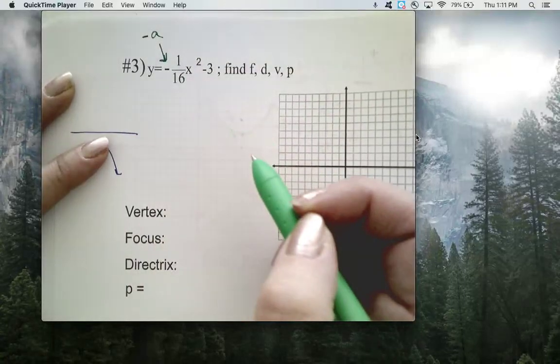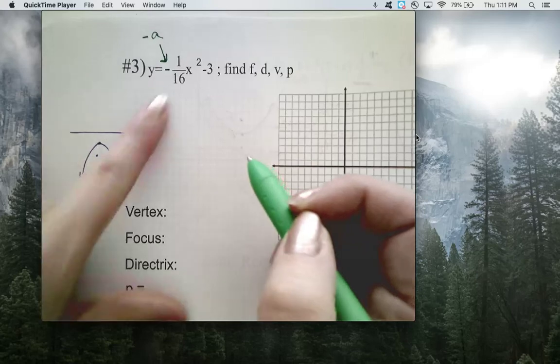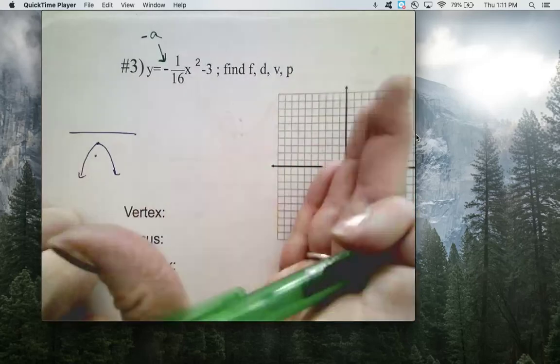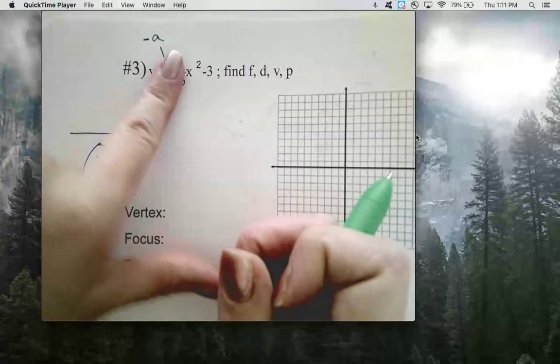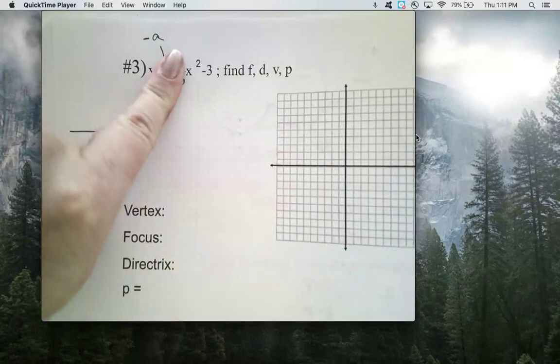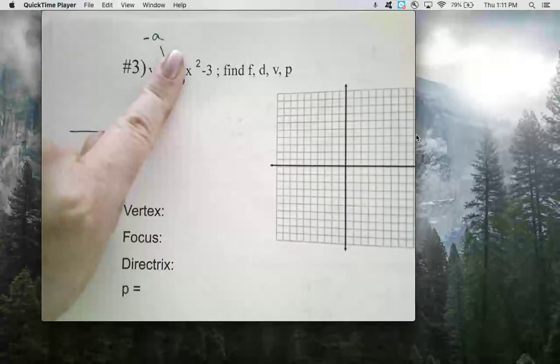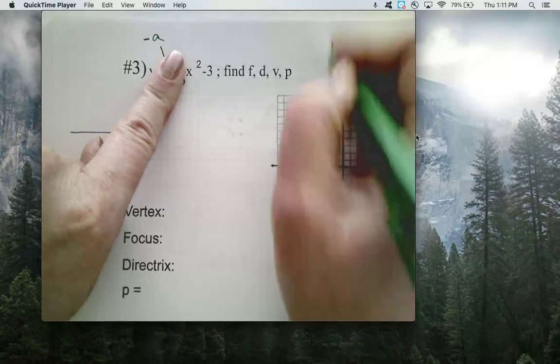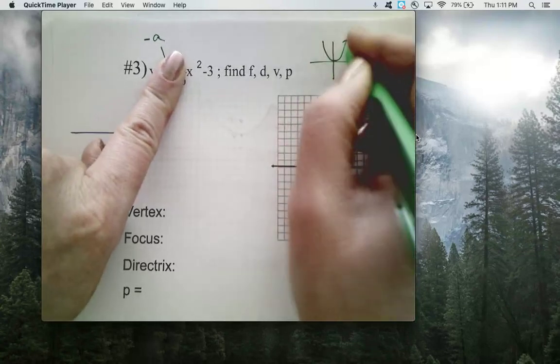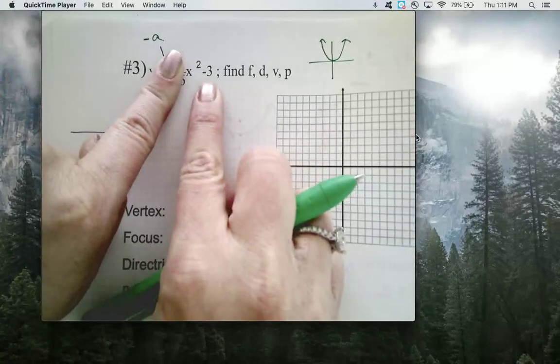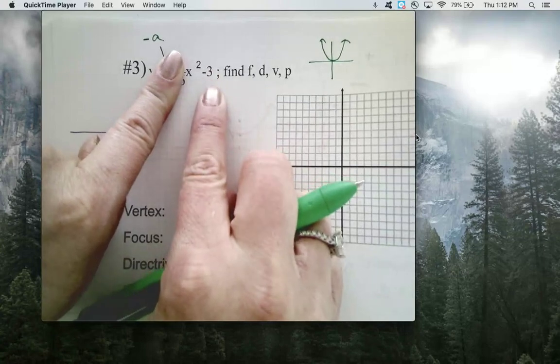Now, pause for a second. Look here. Remember, A, all it determines is how narrow or how wide. So I can cover up A. Cover up that 1/16 with your finger. Do you see how you have this x squared minus 3? Does anyone remember with that x squared minus 3, if I had x squared, does that minus 3 move it left, right, up, or down?